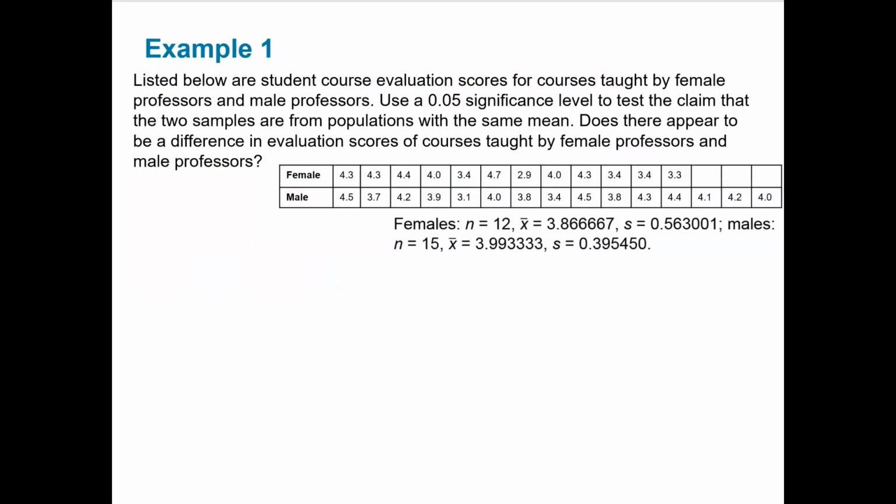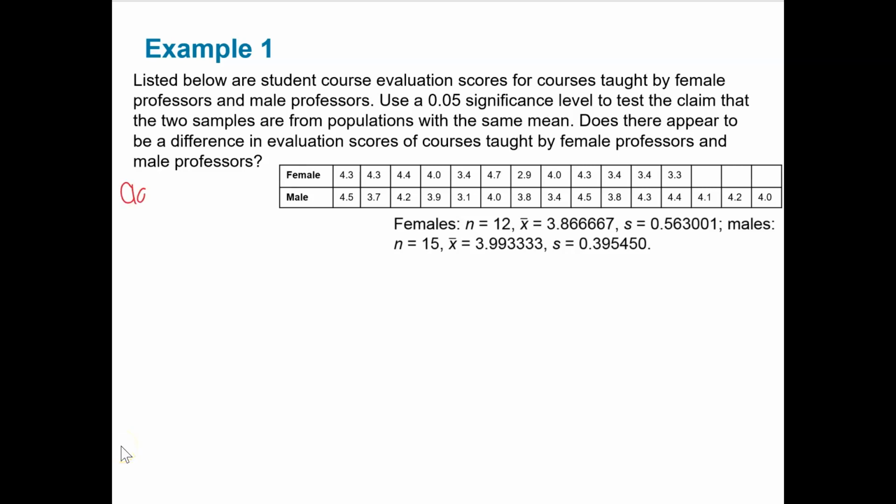Listed below are the student course evaluation scores for courses taught by female professors and male professors. Use a 0.05 significance level to test the claim that the two samples are from populations with the same mean. Does there appear to be a difference in evaluation scores of courses taught by female professors and male professors?